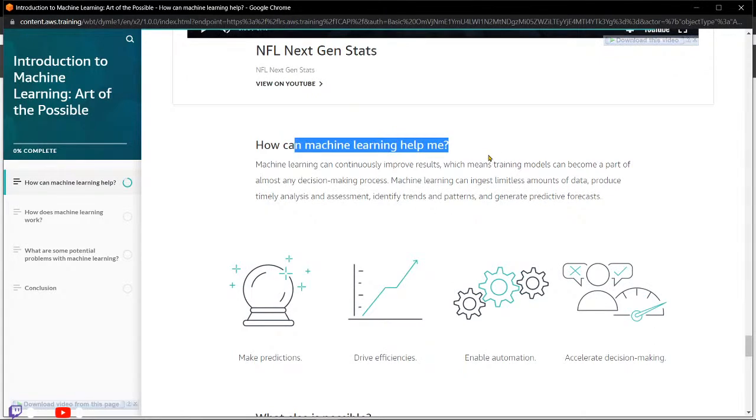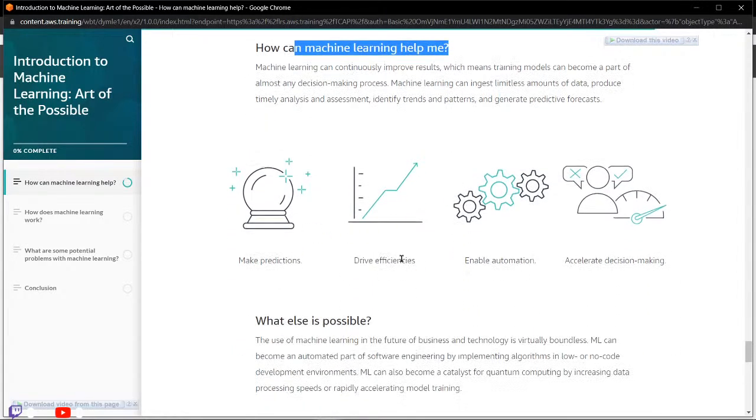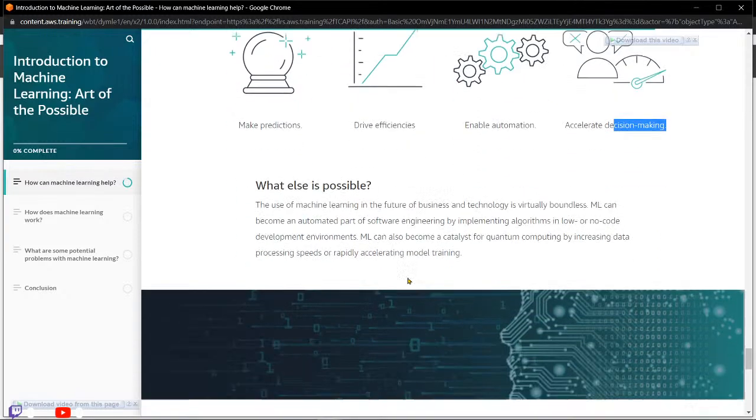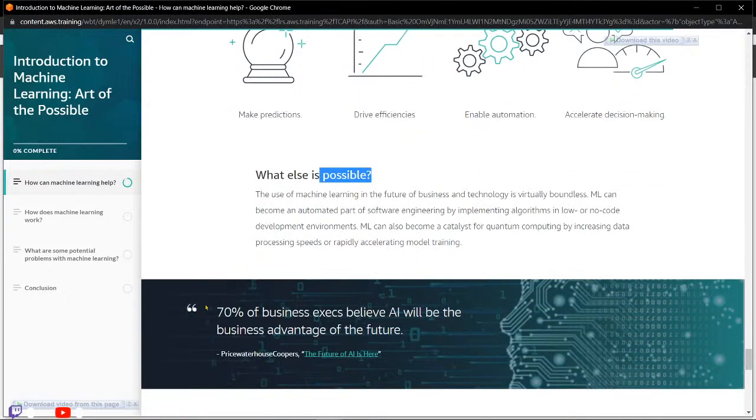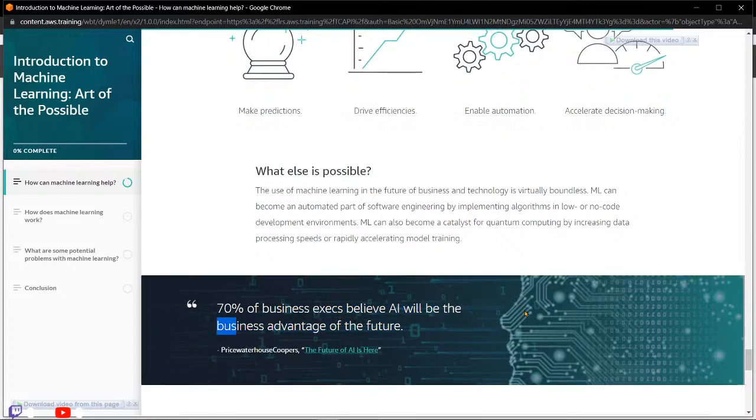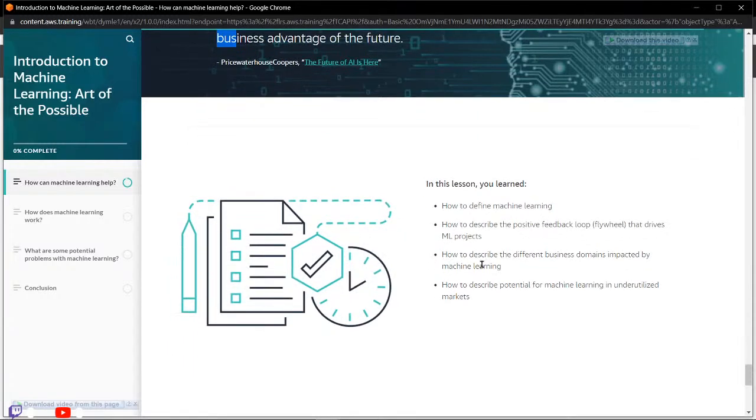How can machine learning help me? Make predictions, drive efficiency, enable automation, accelerate decision making. What else is the possibility? 7% of business executives believe AI will be the business advantage of the future. In this lesson, you learned how to define machine learning, how to describe the positive feedback loop, how to describe the different business domains impacted by machine learning, and how to describe the potential for machine learning in underutilized markets.